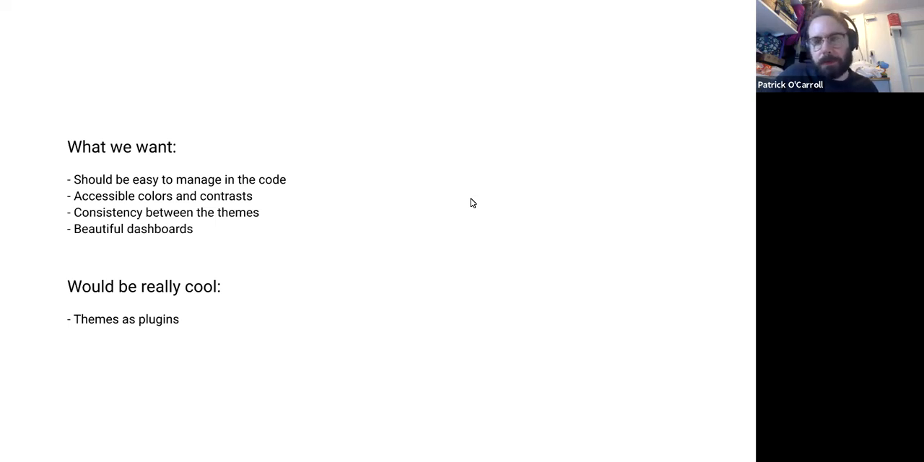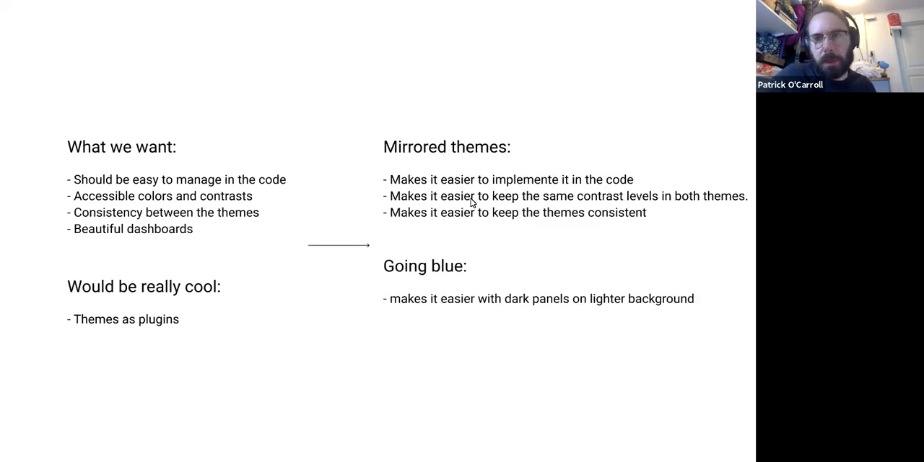So how will we go about reaching there? At the moment, we're looking into mirroring the themes, since that makes it a lot easier to implement in the code. It's much easier to keep the contrast levels and so forth the same in the themes, and keep the themes consistent. We also looked into taking inspiration from the branding colors used by marketing and going slightly bluer. That is basically just for creating more appeal in the dashboards, especially the dark theme. But this is still an exploration state. We haven't implemented anything of this at all.